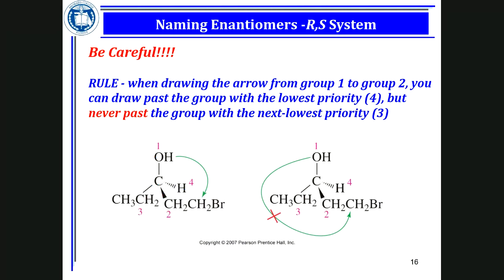Okay, this slide was showing that you can go from 1 to 2 if you have hydrogen, the lowest priority. You can bypass or pass this, but you cannot move with something that doesn't have the lowest priority. So if you have priority 3 here, you cannot move this direction. This is not allowed, it's restricted. So you have to move properly from 1 to 2 to 3. This is the correct one.